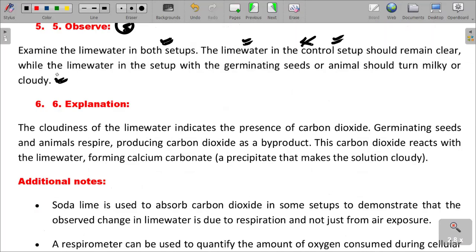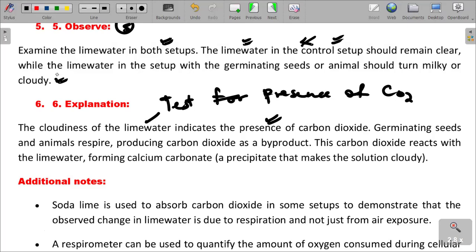The cloudiness of the lime water indicates the presence of carbon dioxide. So in other words, lime water is used to test for the presence of carbon dioxide, and what happens? It changes to become milky or cloudy.